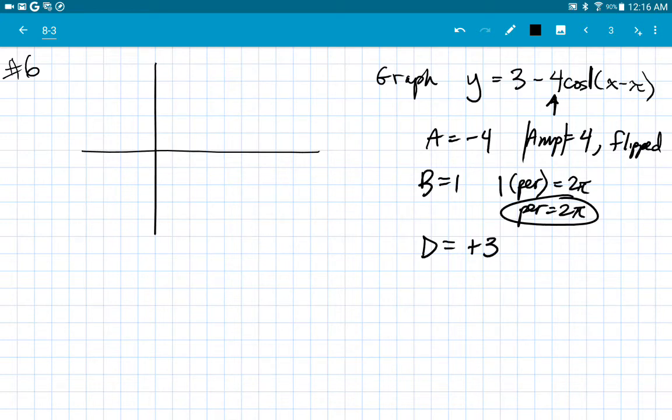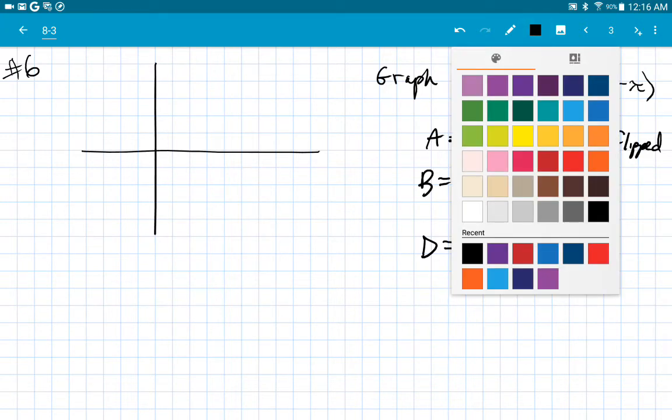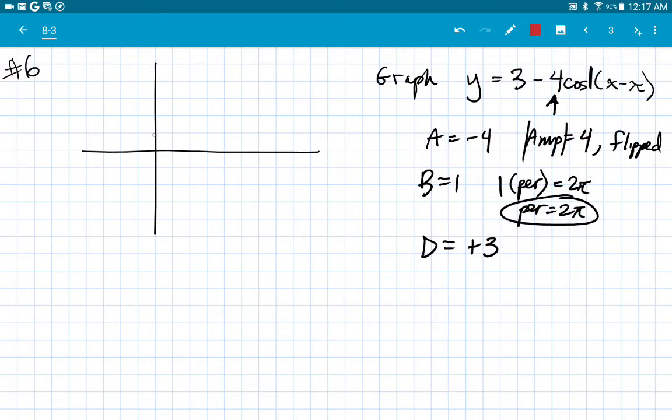Okay. All right, so from here, we can go ahead and start creating our graph. Now, to create our graph, since I know that the d value is 3, that's my midline. Let's go ahead and draw that midline in. So 1, 2, 3.